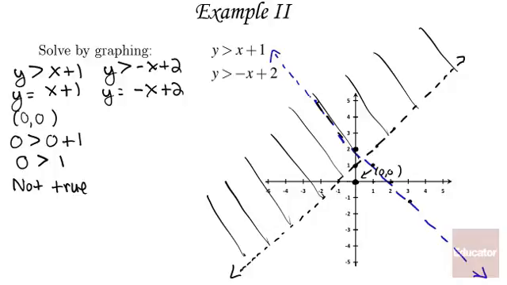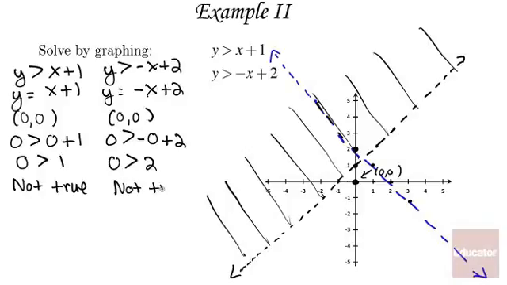Okay, again, using 0, 0 as my test point. Substituting into that inequality, 0 is greater than negative 0 plus 2. So 0 is greater than 2. And again, this is not true. So looking at this line, this point is not part of the solution set. So this lower half plane is not the solution set. I'm going to go to the upper half plane and shade that in.